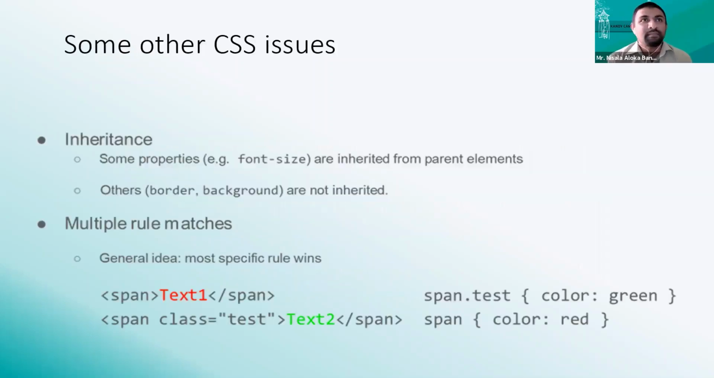And here are some other CSS issues. One problem is when you set an attribute on an element that has elements inside it, some of the properties will inherit, like font size and font type, and there are some other properties that will not be inherited. So you have to have a very clear idea about what is inherited and what is not. This is the problem if you have a large element with multiple other elements inside it.